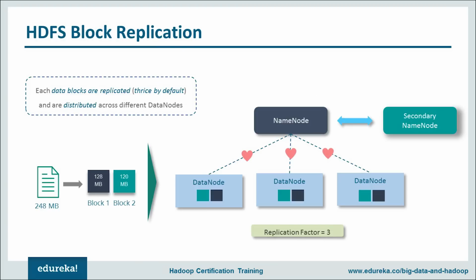Whenever you dump your file into HDFS, first it is divided up into blocks, and then each of the blocks is copied 2 times. So now you have the original block and 2 more copies of the same block.